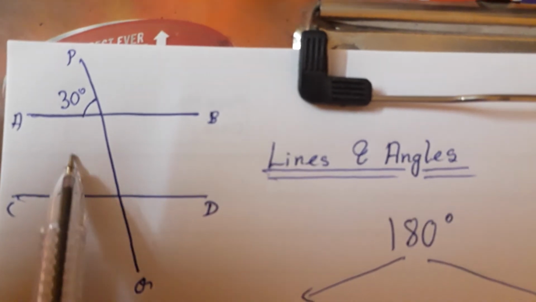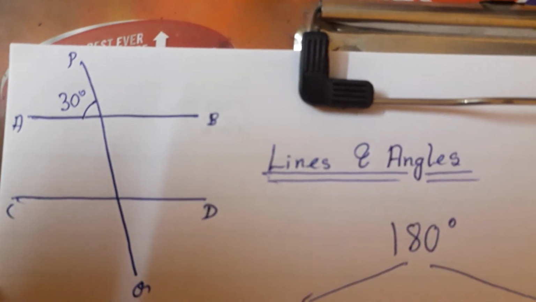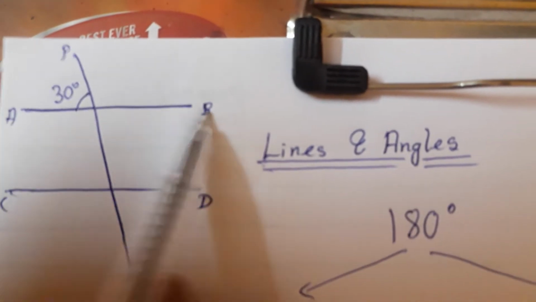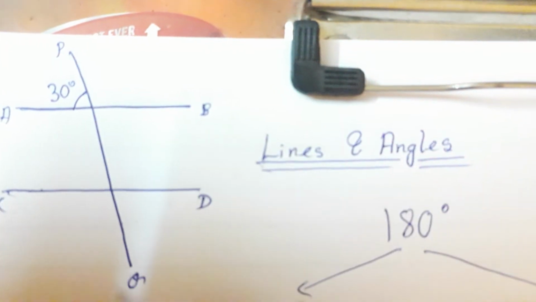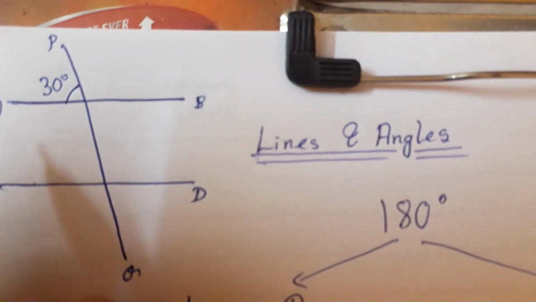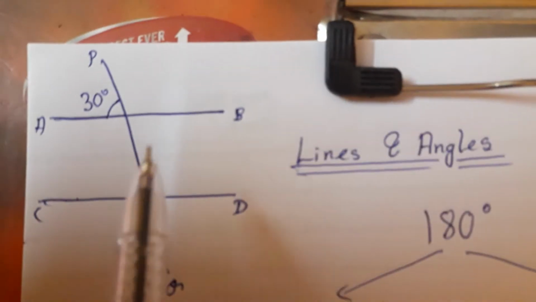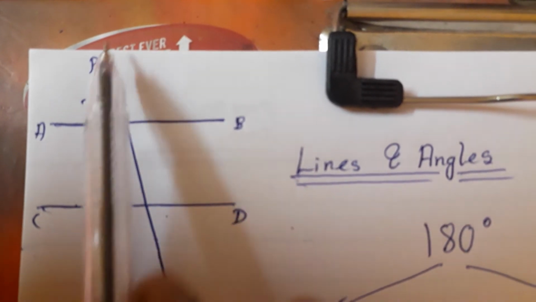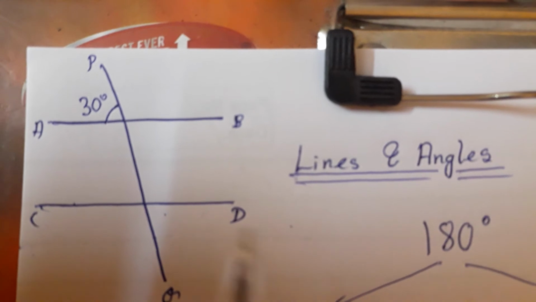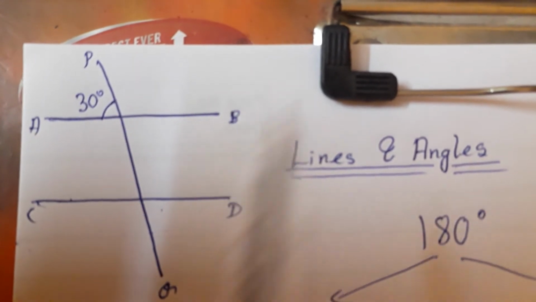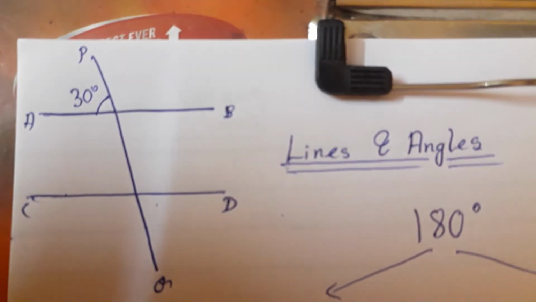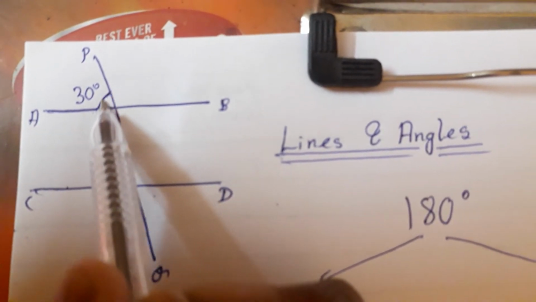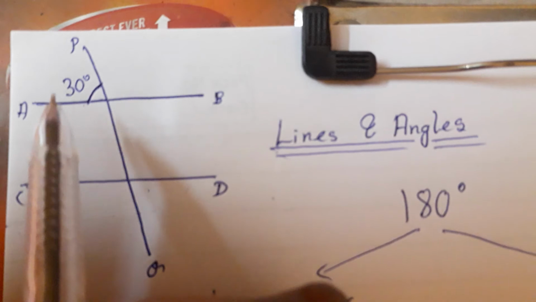See the example here. Suppose these two lines are parallel. Okay, AB is parallel to CD, and PQ is a transversal that intersects both AB and CD in these two points. Okay, PQ is a transversal on AB which is parallel to CD. Now see, this angle is already known, suppose 30 degrees. Okay, let the angle be 30 degrees.